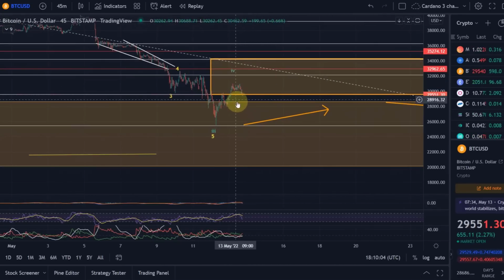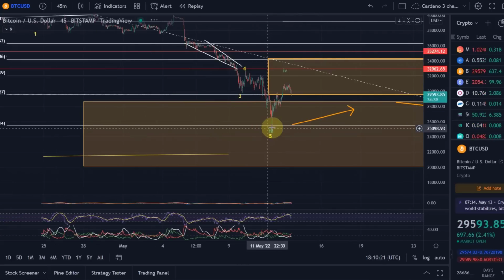Therefore this could already have been the top here, the double top. And I think when we drop below this current level here, 29.5, then we can come down to the next swing low here at around 28K, and then even again to the 25.5.